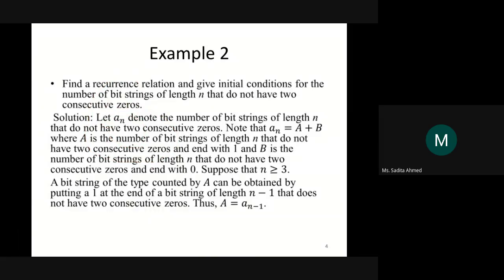An minus 1 is the count of all bit strings of length n minus 1 which do not have 2 consecutive zeros. So already আমাদের condition অনুযায়ী একটা number আছে, ঠিক আছে? Here an minus 1 থেকে an এ transform করার জন্য we have to add a 1 at the end. All right? Either a 1 or a 0.